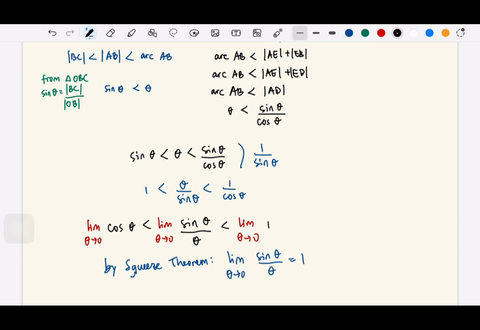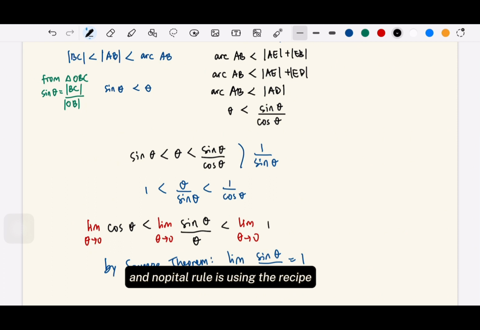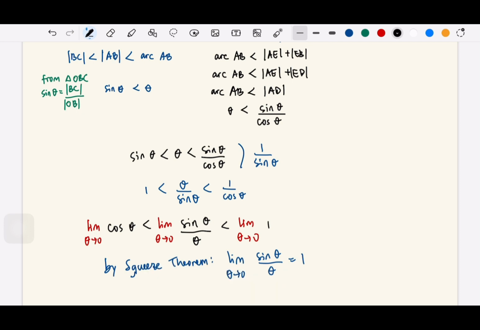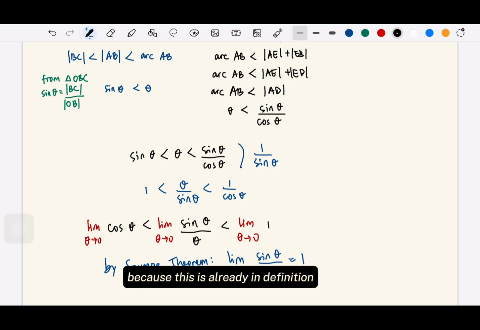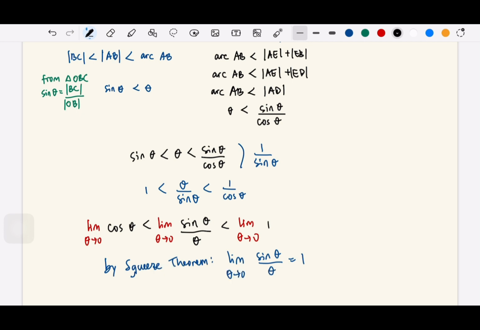Let me explain. This limit by itself is the definition of the derivative. And L'Hopital rule uses derivatives, whose definition is this. So you cannot do that, because this is already the definition. With L'Hopital rule, you derive the top and derive the bottom, so you use the derivative. But the derivative itself for trigonometry is defined by this limit. So you cannot use L'Hopital rule for this kind of situation.